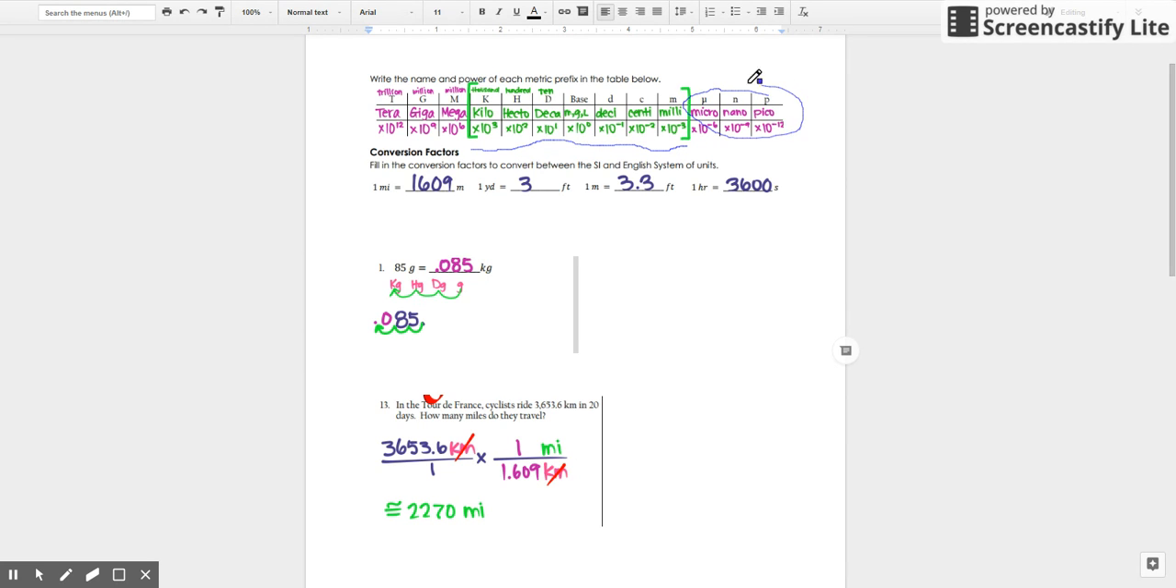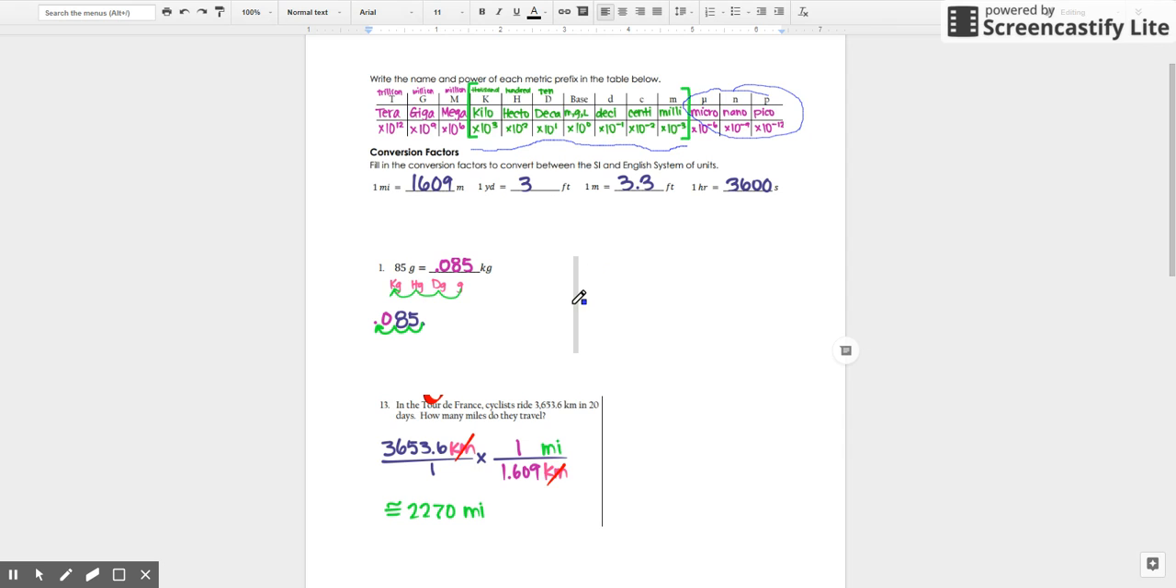Now, in biology, we do work with tiny, tiny things like cells, so we do need the micro, nano, pico, but today we're not concerned about that. One of the easiest ones we can do is number 1. It is 85 grams is equal to how many kilograms?